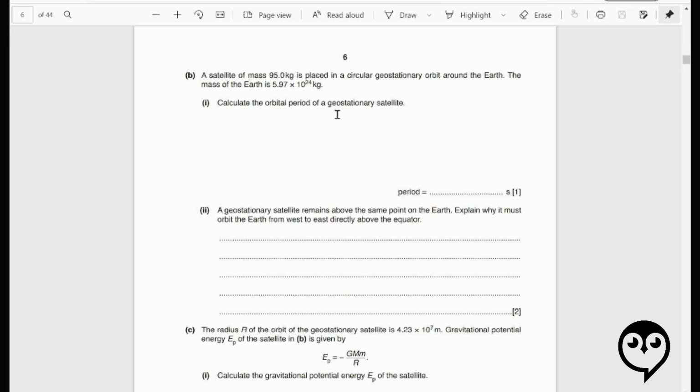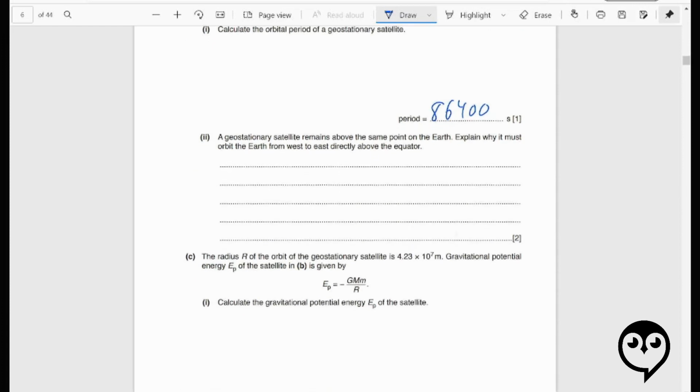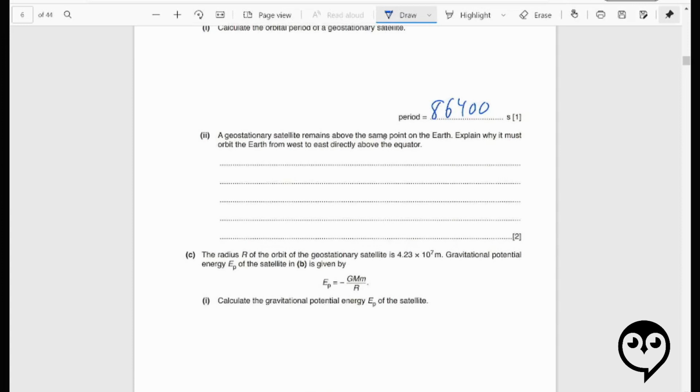Okay, and I've got a paper 3 from the Cambridge Pre-U 2016. Calculate the orbital period of the geostationary satellite. Well, we know it's 24 hours. That's 86,400 seconds. Boom. That's something I would hope you know by now. 24 times 3,600. A geostationary satellite remains above the same point on Earth. Explain why it must orbit the Earth west to east directly above the equator.